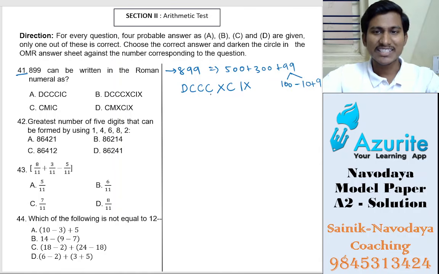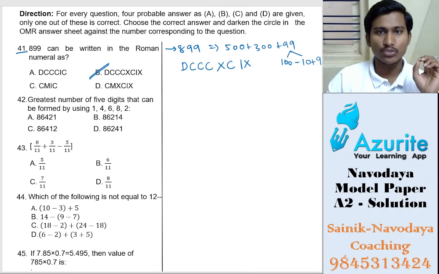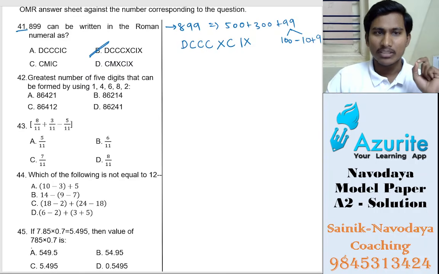So DCCC, then XCIX. So which option? That is option B here. Easy, right? So if you have any doubt, you can ask, okay. So that is the answer. I hope everyone knows Roman numbers.